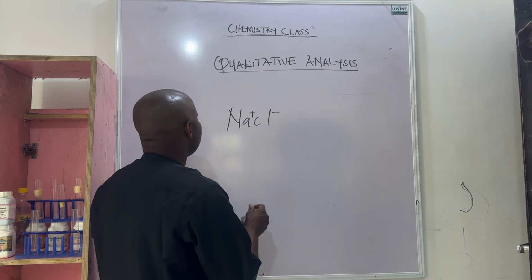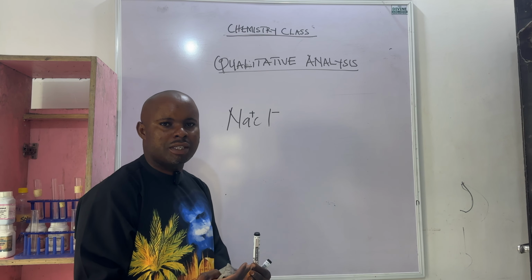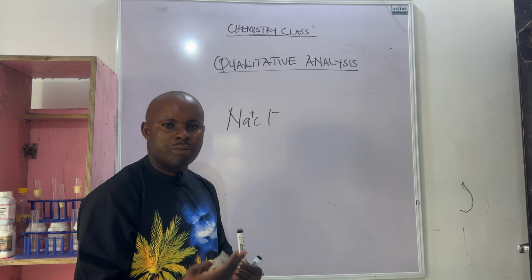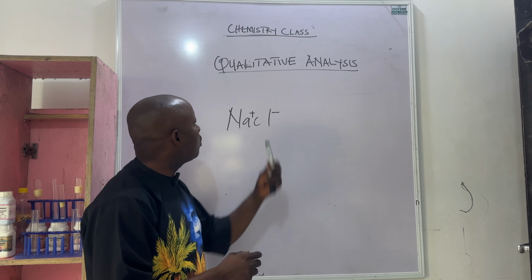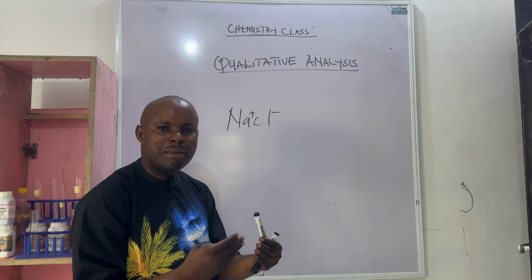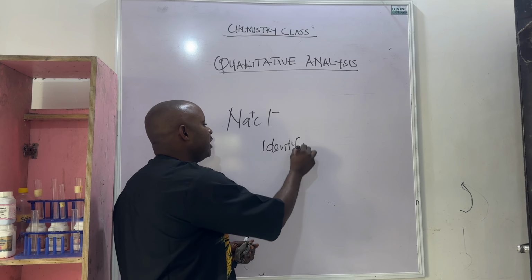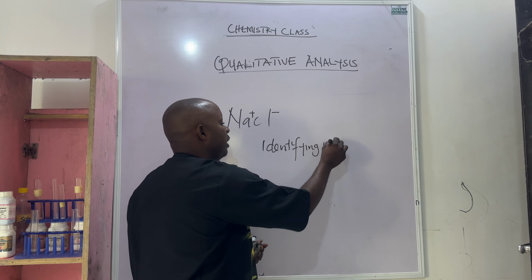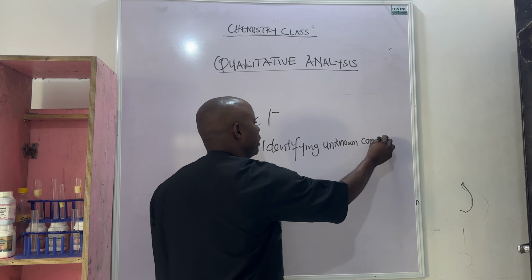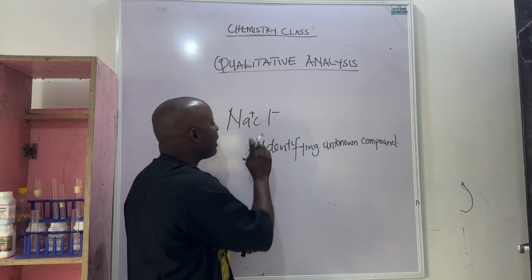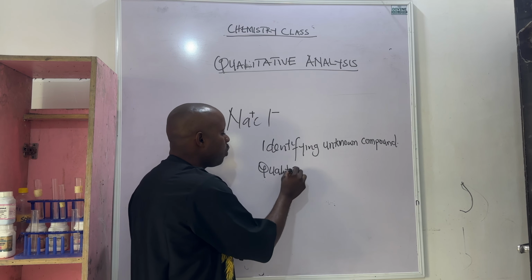So in this aspect, we are going to walk through this qualitative analysis. We have different steps through which we can go, so that this process can be well comprehended. As I've defined, we define qualitative analysis as the systematic process of identifying an unknown compound. We'll talk about the quality of a compound.